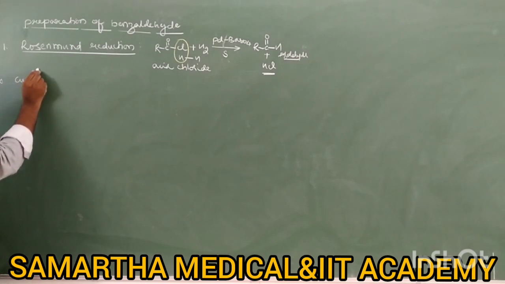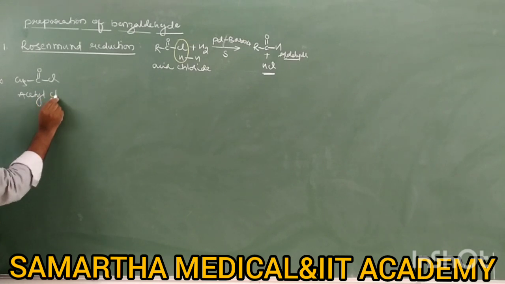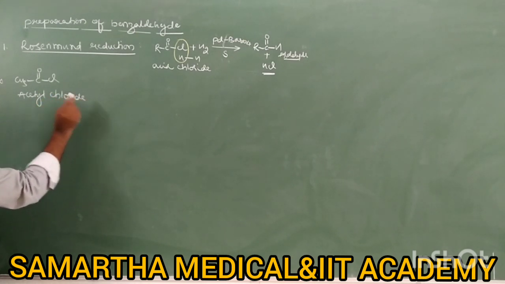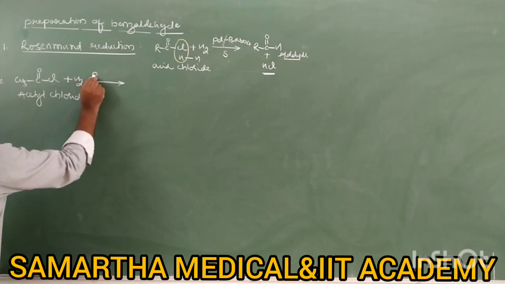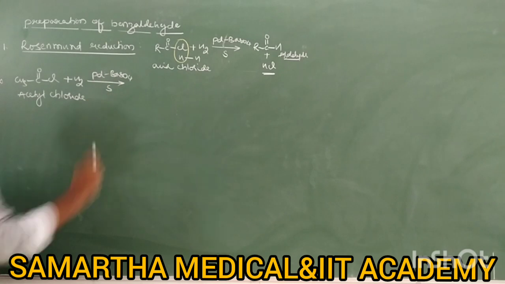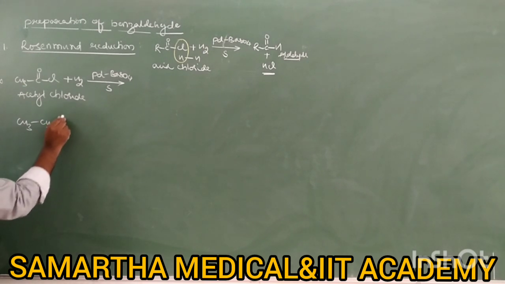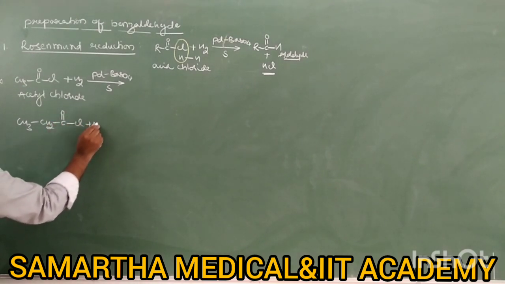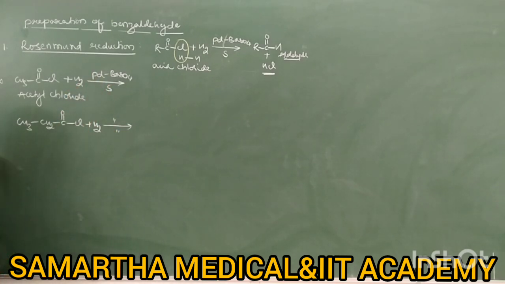CH3 C double bond O Cl, it is called acetyl chloride. Come on. Acetyl chloride reacts with hydrogen in presence of palladium barium sulfate and sulfur. Write the product. One more example. CH3 CH2 C double bond O Cl, hydrogen, same palladium barium sulfate and sulfur. Take one more example.